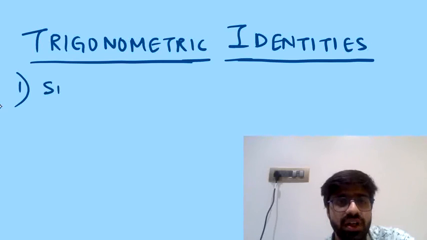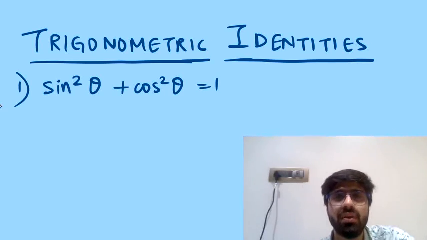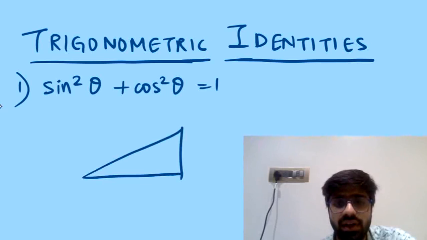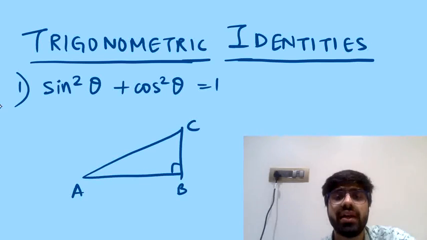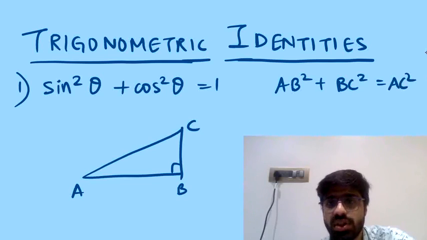So the first trigonometric identity is sin square theta plus cos square theta equal to 1. This is a simple modification of the Pythagoras theorem itself. So if I consider a right angle triangle, let's say the triangle is ABC. In the triangle ABC, we can say by Pythagoras theorem that AB square plus BC square will be equal to AC square. You just need to divide both the sides with AC square.